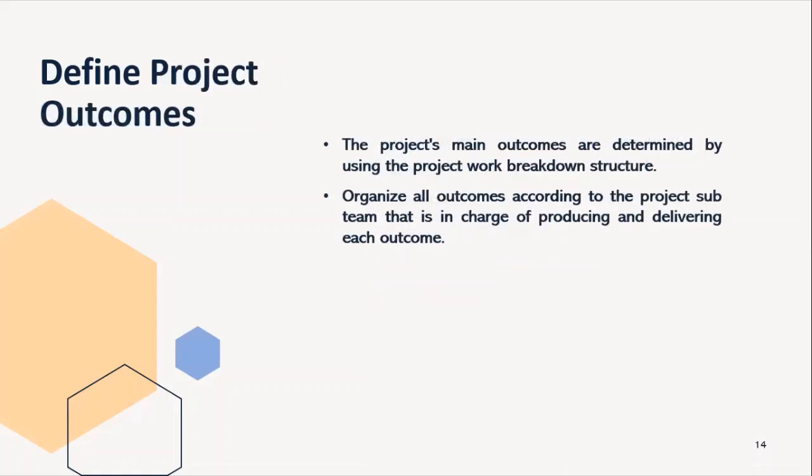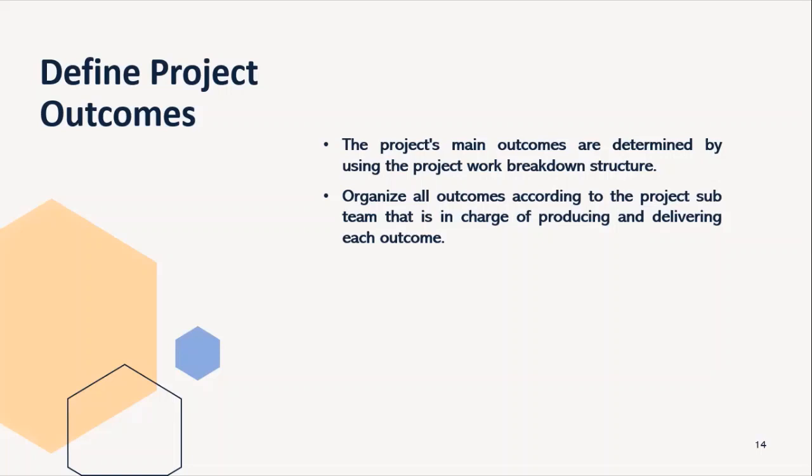Now, number 3, in the development of the project map, define project outcomes. The project's main outcomes are determined by using the project work breakdown structure, WBS, before the specific tasks involved in generating the outcomes are documented. These are often established at level 2 or level 3 of the work breakdown structure. And when project outcomes are determined, it usually makes sense to group them according to ownership. In other words, organize all outcomes according to the project sub-team that is in charge of producing and delivering each outcome. So the third one is define project outcomes.